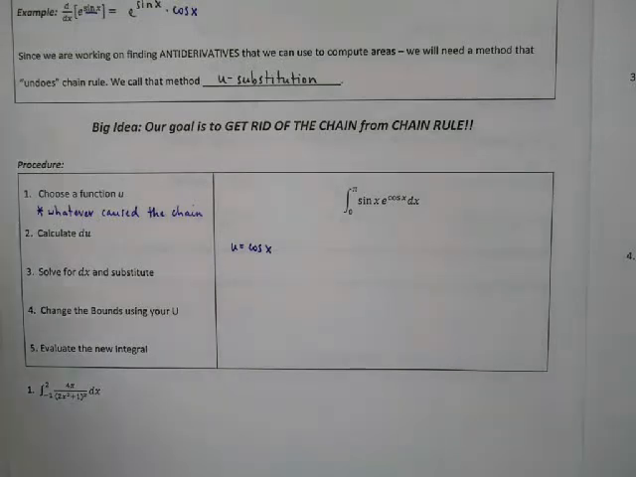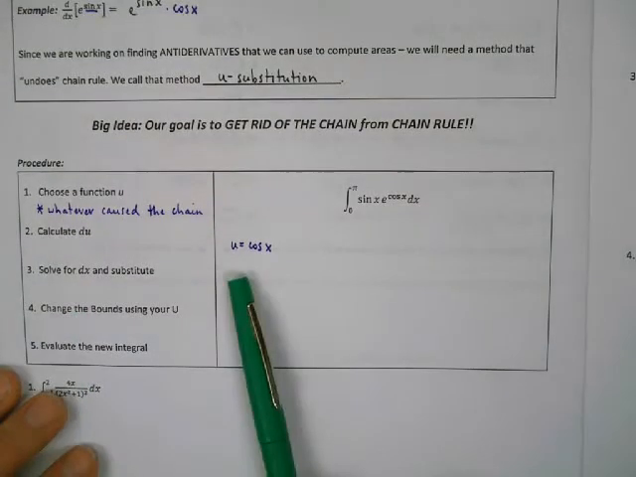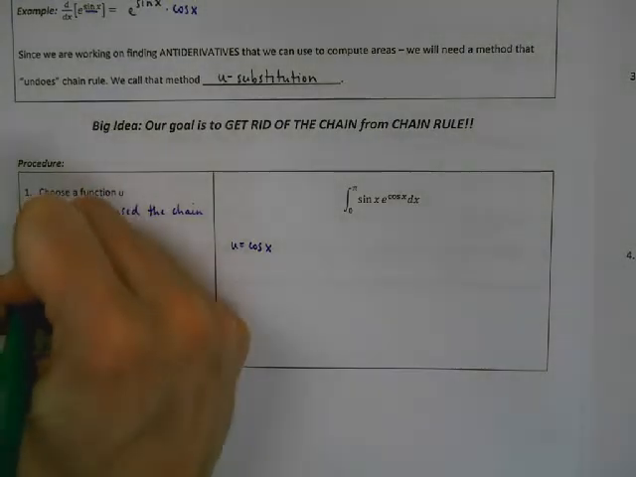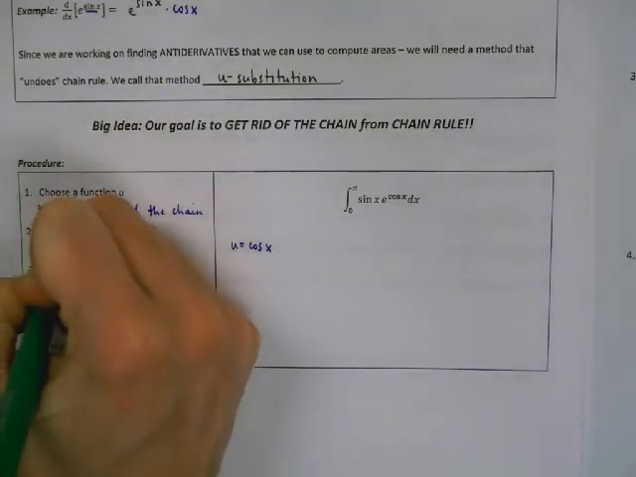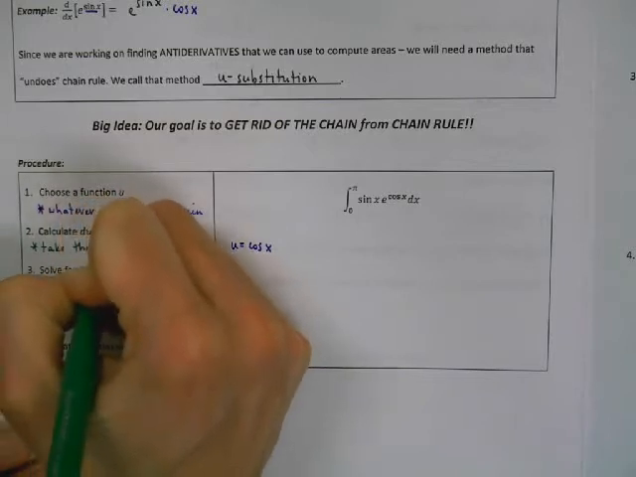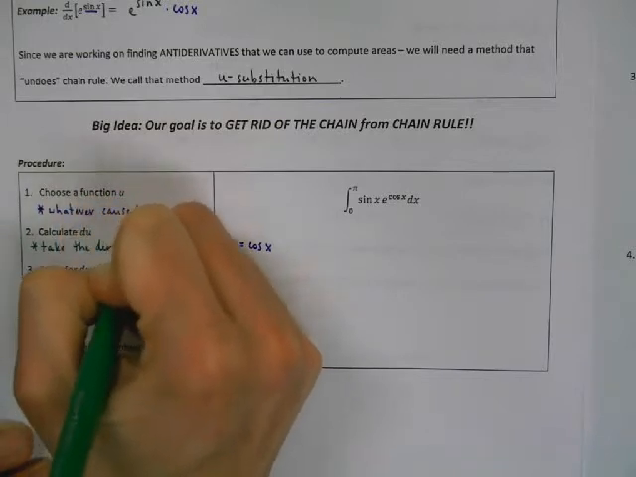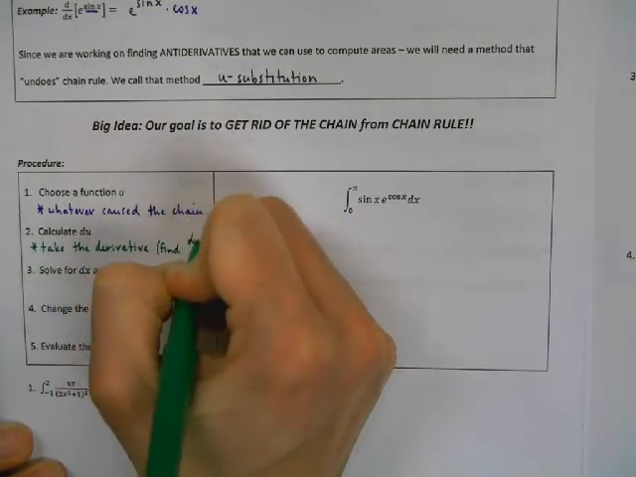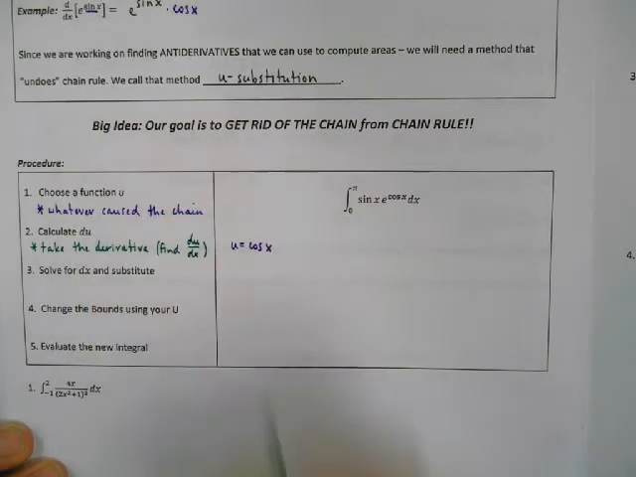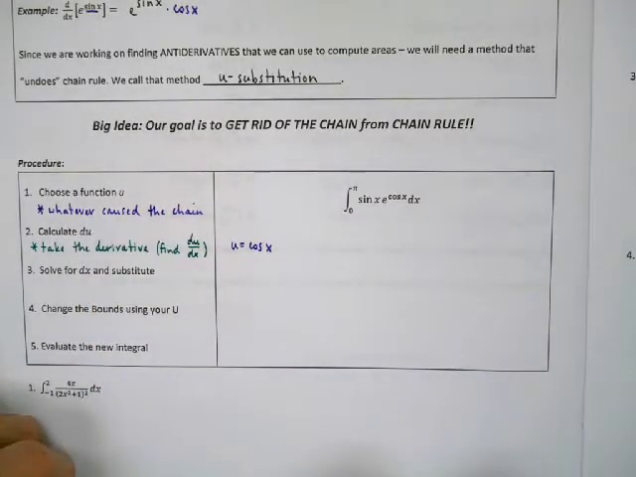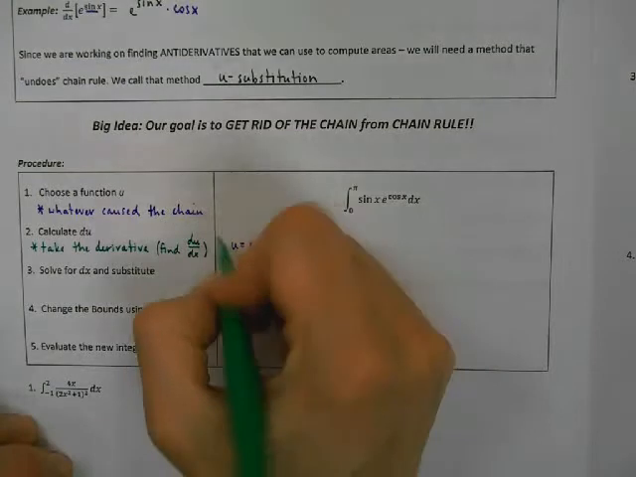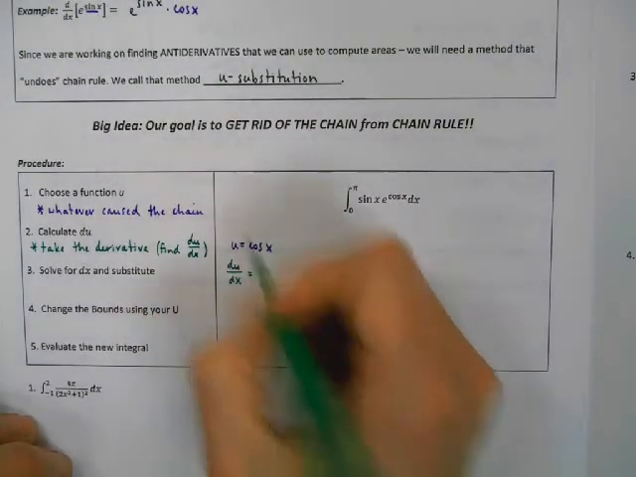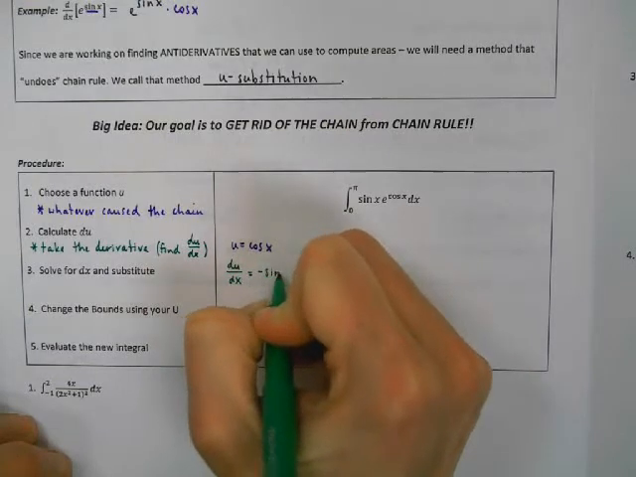So now, once I've got my u, I'm going to calculate du. That just means to take the derivative, or find du dx, assuming we're in terms of x here. So I have my u, so I know the derivative of u with respect to x. Well, derivative of cosine is negative sine of x.